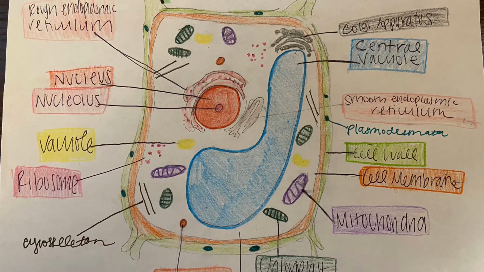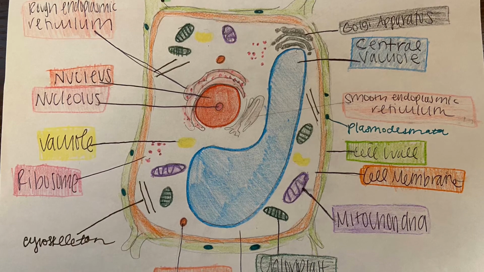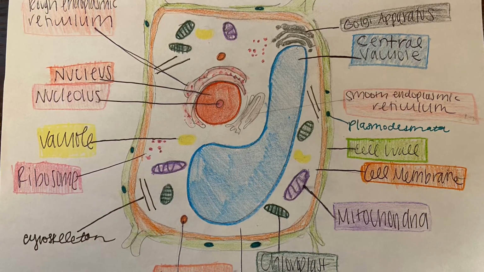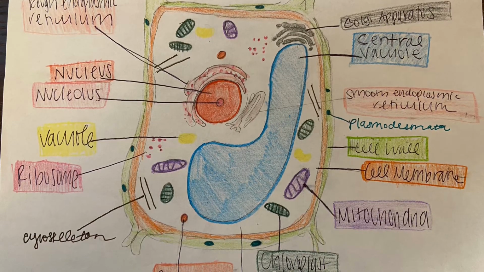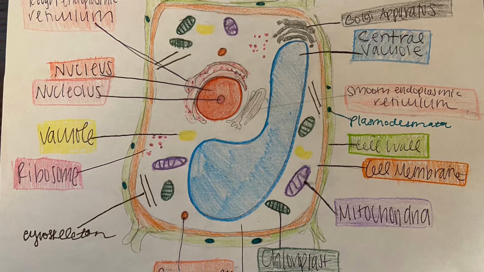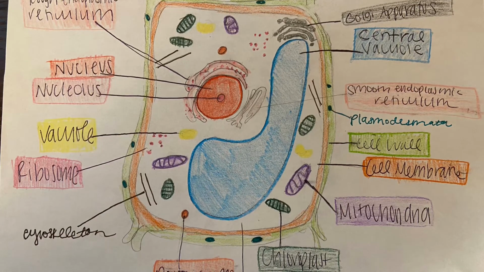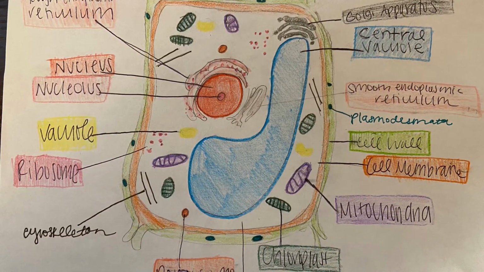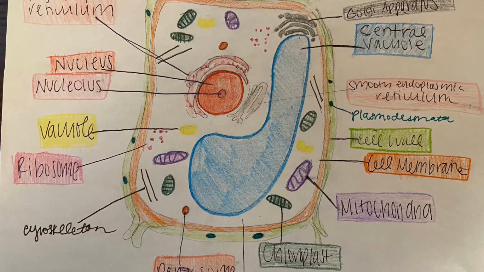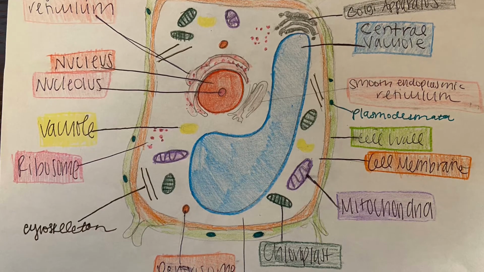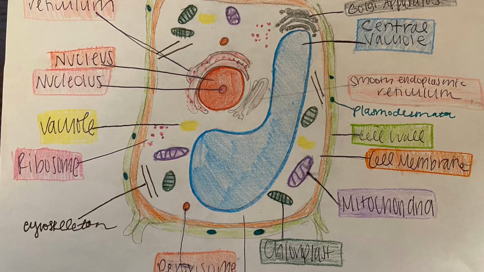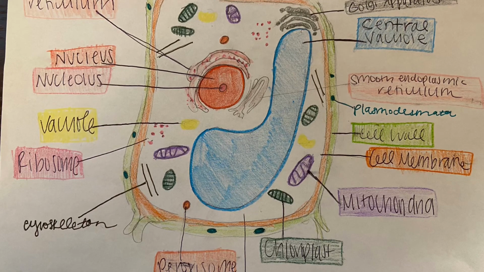Now, the plasmodesmata is located in the cell wall, and its function is very important. It allows for intercellular communication directly. So this plasmodesmata links to other plasmodesmata in adjacent neighboring plant cells. And it links to cytoplasm, the plasma membranes, and the ER, and it allows for these cells to directly communicate cellularly, which is very important. And this is located in the cell wall.